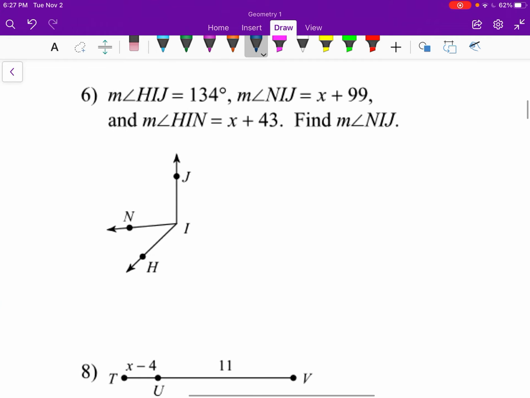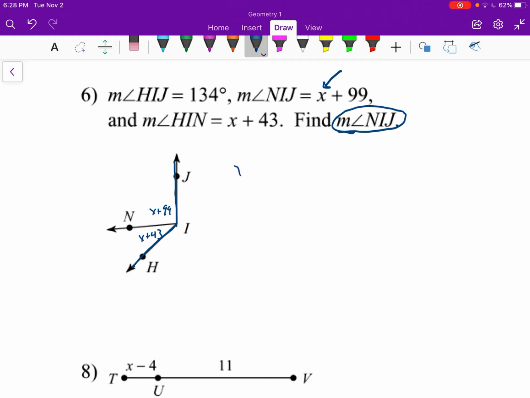Scrolling over to number 6. So we have the whole angle here is 134. NIJ is x plus 99. And measure of angle HIN is x plus 43. Once again, we're not just finding x, we want to find the measure of angle NIJ. So once we find x, we will put it in there.